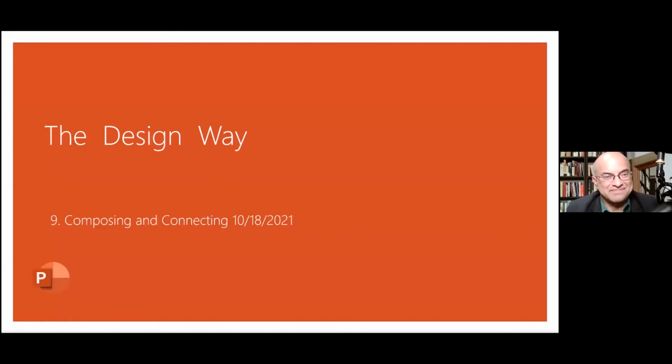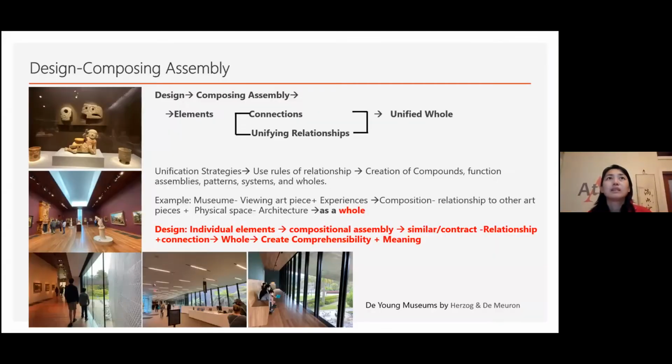Yes. Okay, so I just summarized chapter 9, which we are reading this week. At the beginning, the book talks about design. It's about composing assemblies. We make elements and make connections and unify the relationships to create a unified whole. There are different strategies we can use to create this relationship, to create the compound function assembly pattern, the system as a whole.